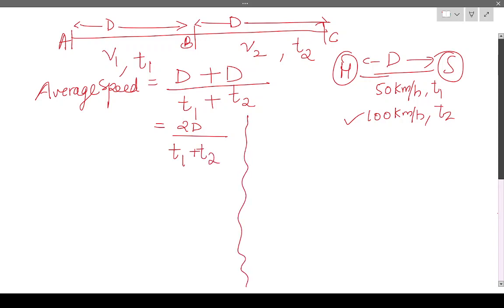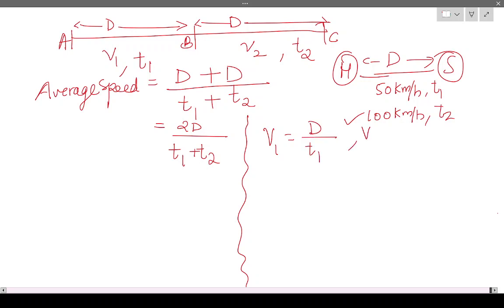Now I can write V1 is equal to, speed is nothing but distance by time, and V2 is equal to distance by time. And I can also interchange these two and write T1 is equal to D by V1. And similarly here T2 is equal to D by V2.